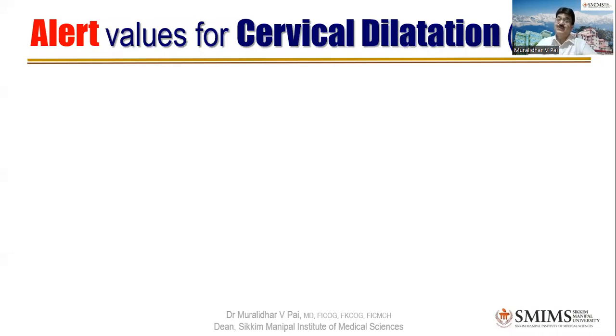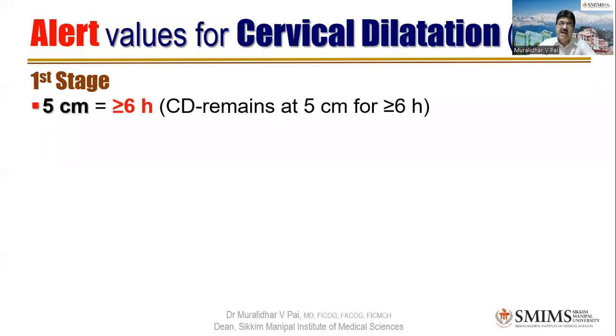What are the alert values for cervical dilation? This is a very, very important slide. Look at this slide carefully. Now, first stage, we are talking about an active first stage, that is after 5 centimeters. If a lady has 5 centimeters for more than 6 hours, that is, cervical dilatation remains at 5 centimeters for more than 6 hours, that's an alert.